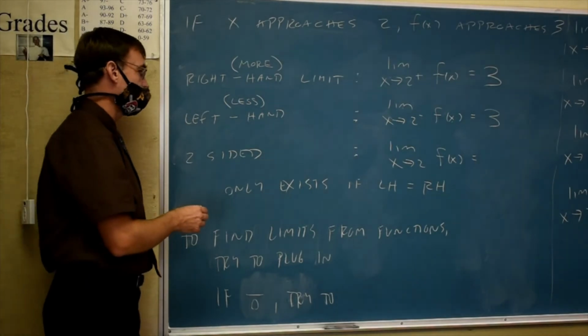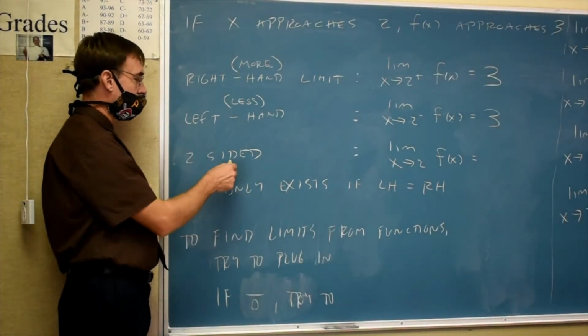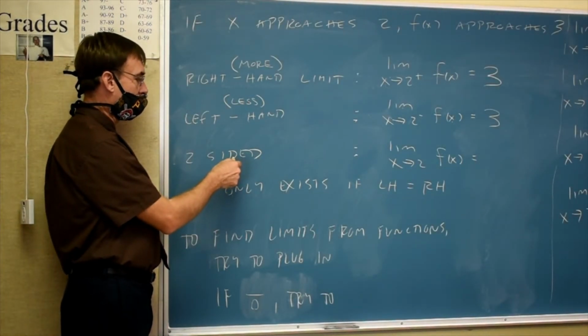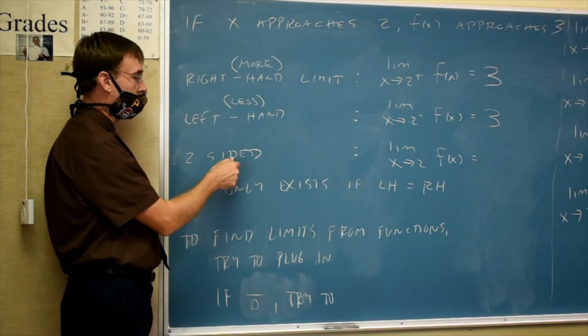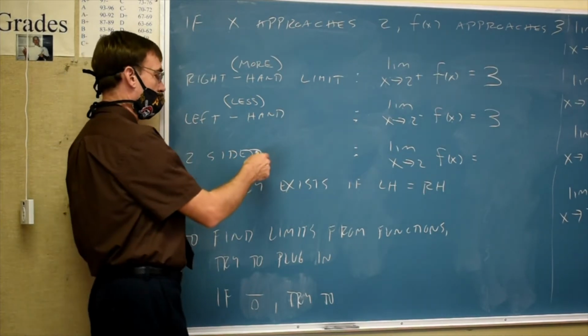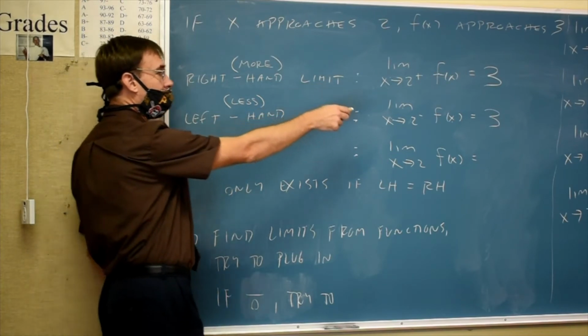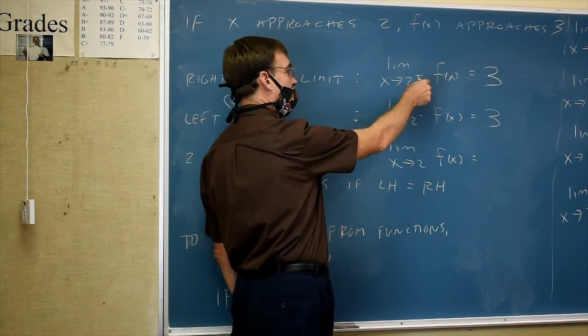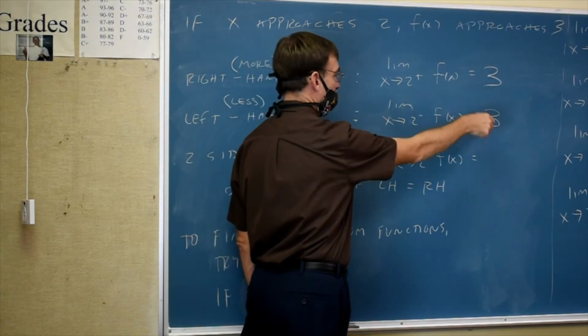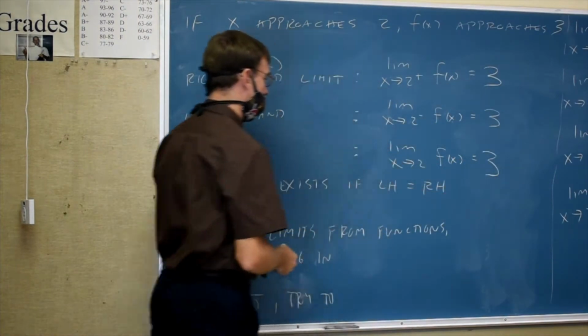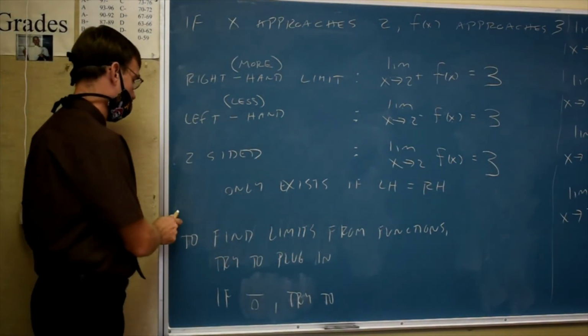All right. There's also a thing called a two-sided limit. The two-sided limit happens whenever those agree with each other. So in this case, we do have a two-sided limit because the limit from the left was a match for the limit from the right. Both agreed with 3, so our answer is 3.